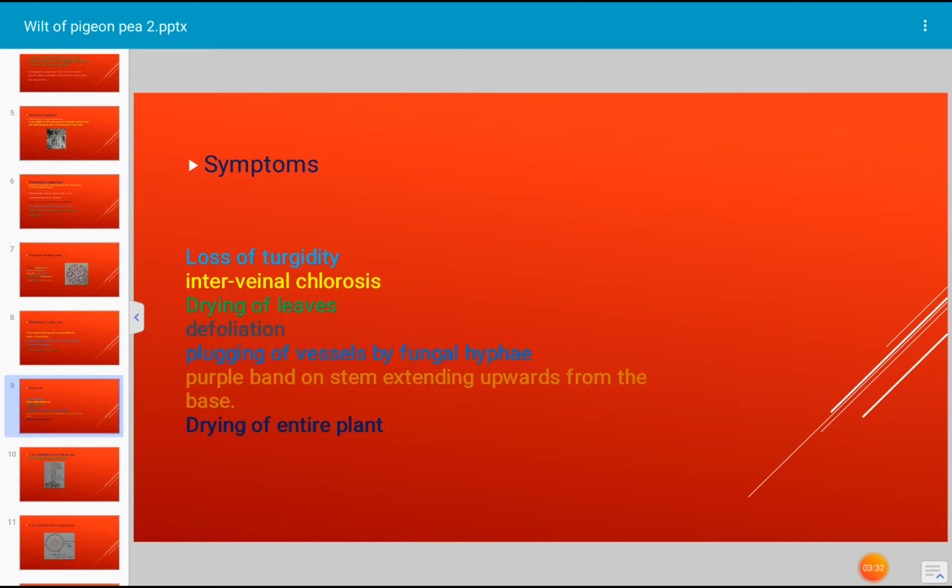There is plugging of vessels because of the fungal growth. The vessels get blocked by the growth of the fungus. A purple band occurs on the stem, extending upward from the base. And at last the entire plant gets dried.